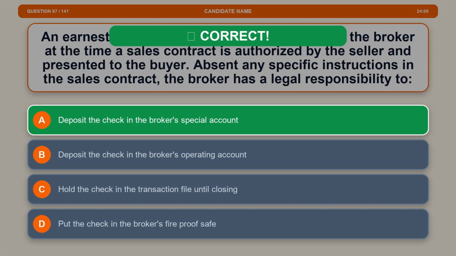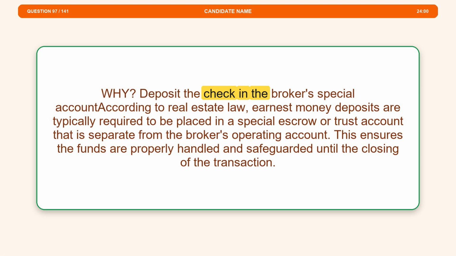The correct answer is option A. Deposit the check in the broker's special account according to real estate law. Earnest money deposits are typically required to be placed in a special escrow or trust account that is separate from the broker's operating account. This ensures the funds are properly handled and safeguarded until the closing of the transaction.